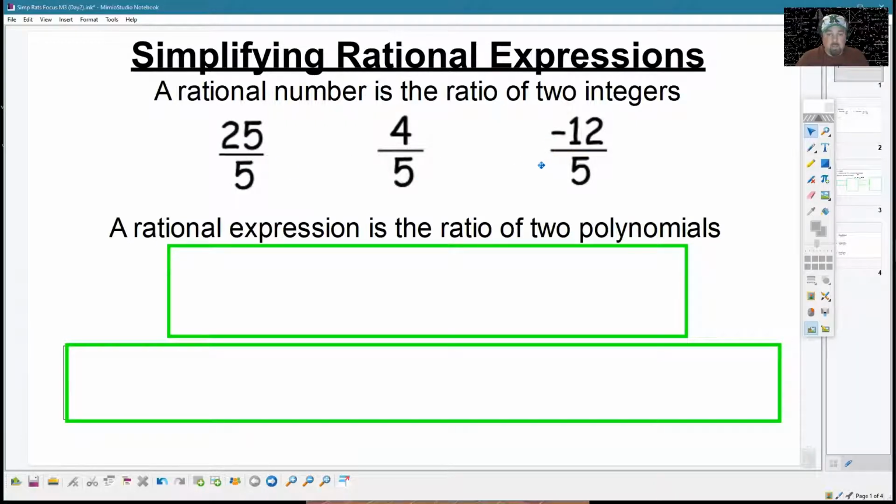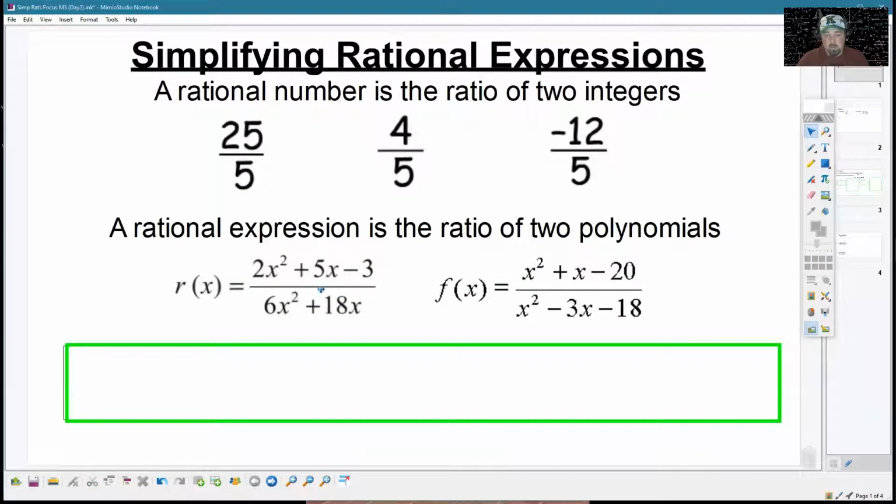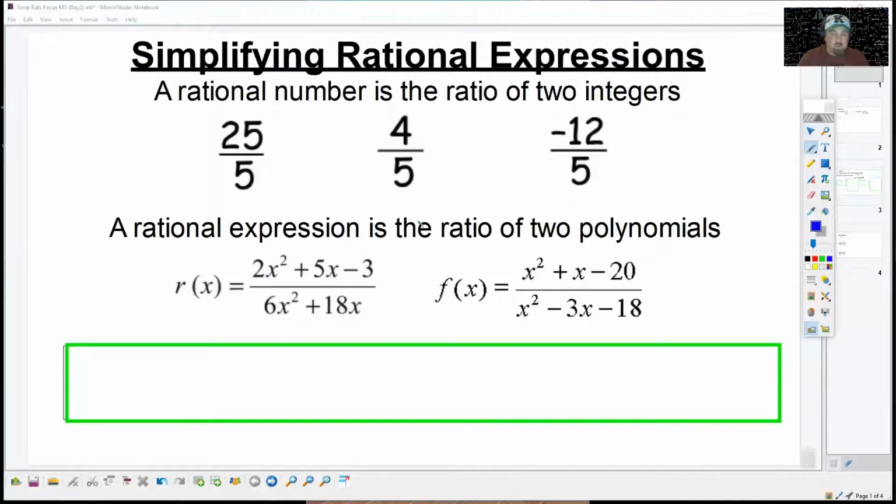We're going to get the same type of expression when we look at a rational expression. A rational expression is the ratio of two polynomials. So we end up with things that look like this. We still have our fraction bar, but our numerator is now a polynomial as well as our denominator. And what we're going to see is we can do the same things that we did with rational numbers with these rational expressions. So we can add them, subtract them, multiply them, divide them. And where we're going to start today, we can simplify them.